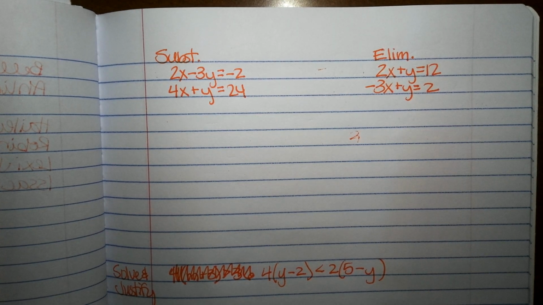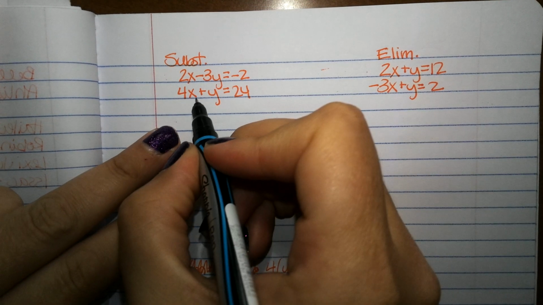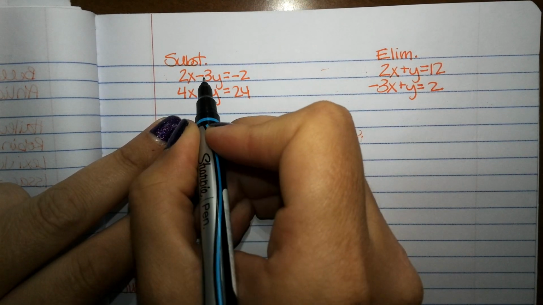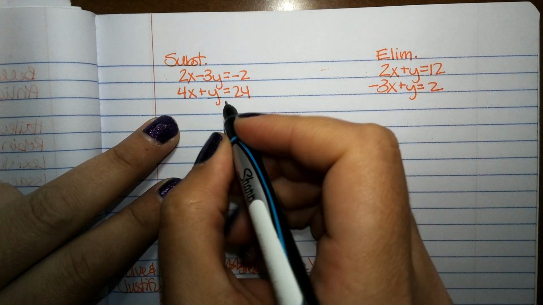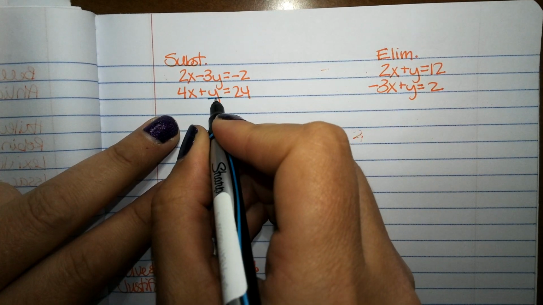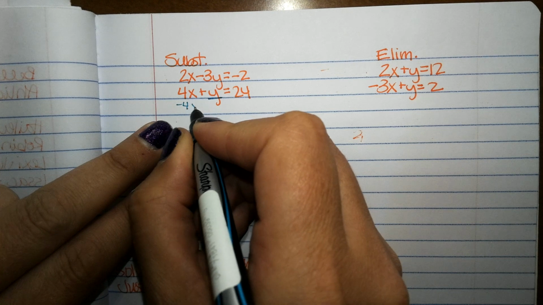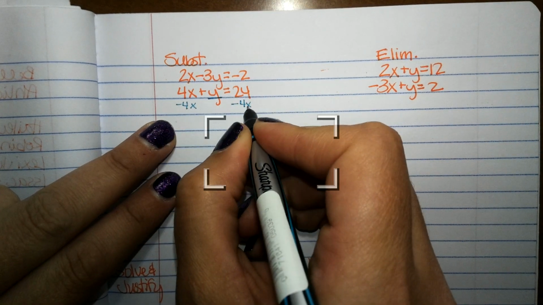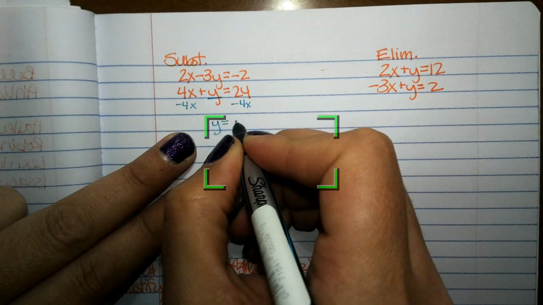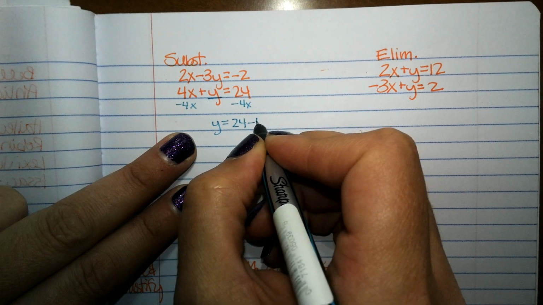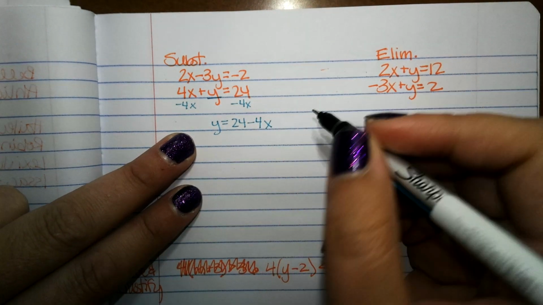So the first one dealt with substitution. We need to get x or y by itself, and then we need to plug it back in. We need to substitute it. I noticed that this y doesn't have a number in front of it. That's going to be the easiest one to get by itself. So if I'm getting y by itself, I need to subtract 4x from both sides. So I have y equals 24 minus 4x, and I cannot combine those two together.